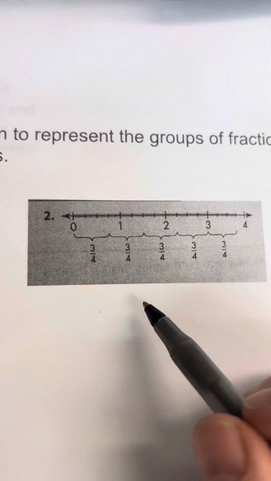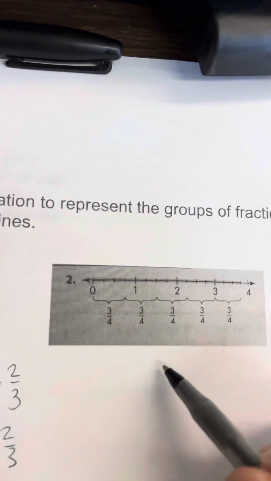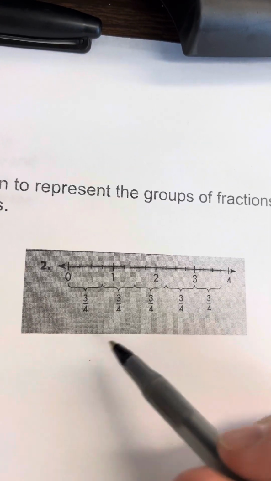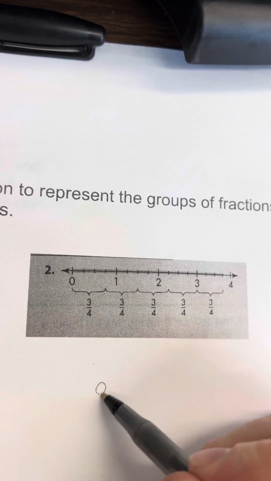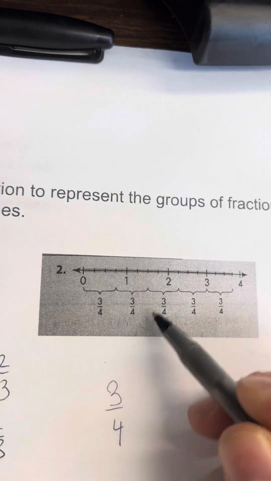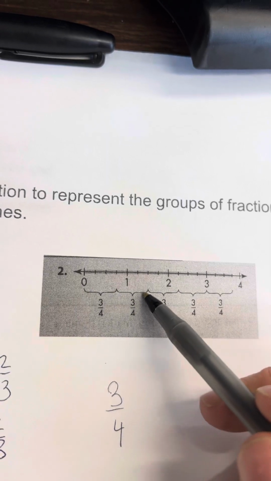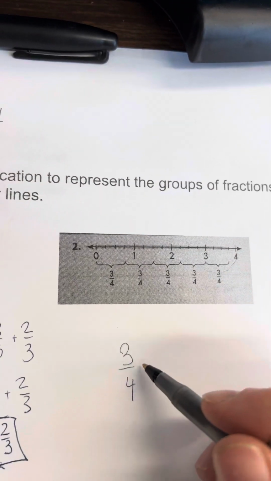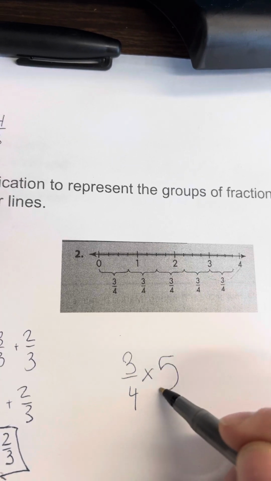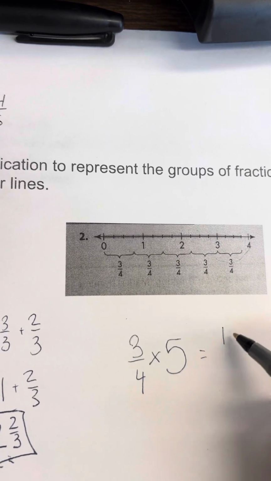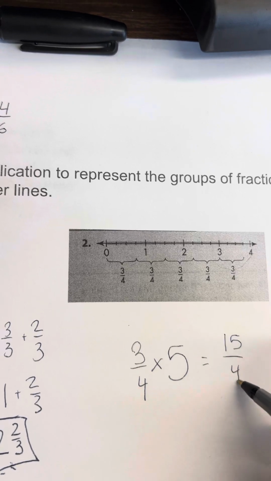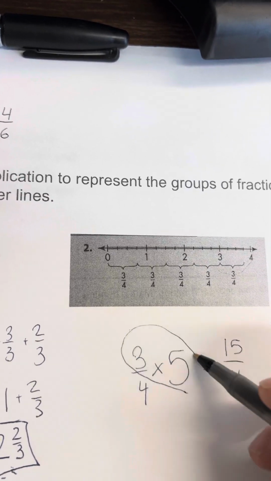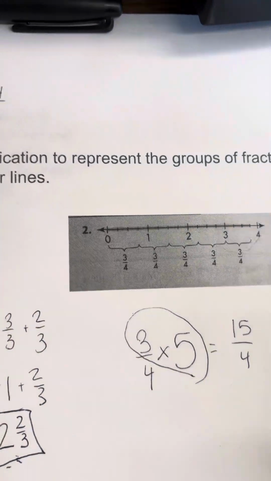All right, looking here, I've got groups of 3/4. It even tells me that, right? And I have 1 group, 2 groups, 3 groups, 4 groups, 5 groups. So 3/4 times 5 wholes equals 15/4, because I multiply my whole number times my numerator.